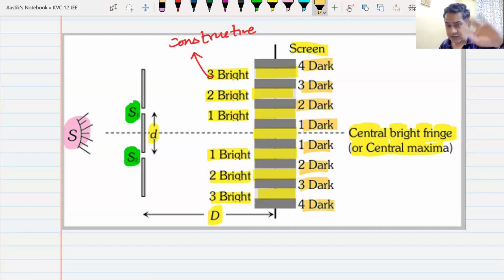We have a central bright fringe. On both sides of the central bright fringe, we have dark fringes: first dark, second dark, third dark. Why is this darkness coming? This darkness is coming because of destructive interference.